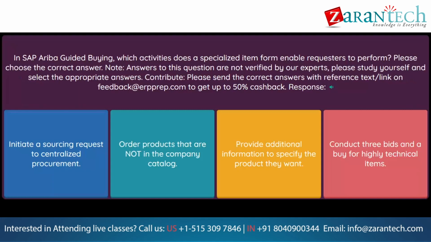Response: Option 1, initiate a sourcing request to centralized procurement. Option 2, order products that are not in the company catalog. Option 3, provide additional information to specify the product they want. Option 4, conduct 3 bids and a buy for highly technical items.